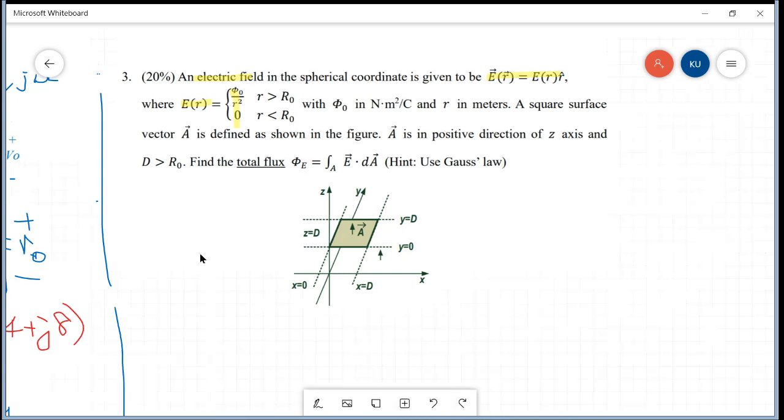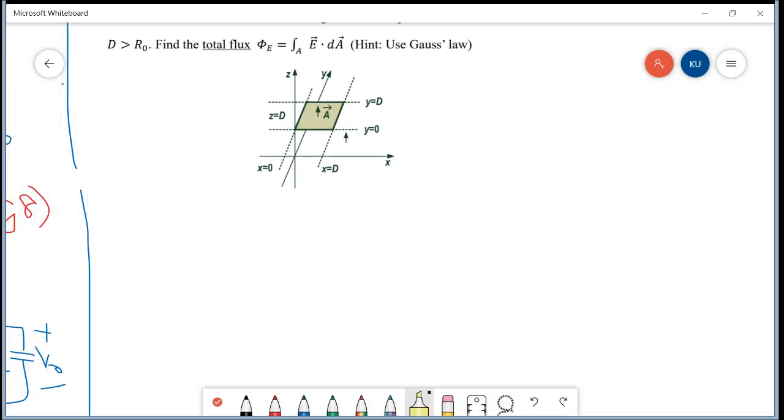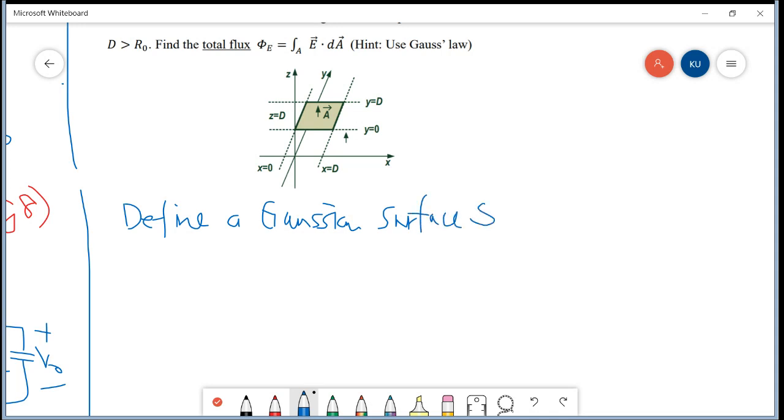So in this question, we would like to define a Gaussian surface S, which is a sphere with radius r, where r0 is smaller than r, smaller than d.